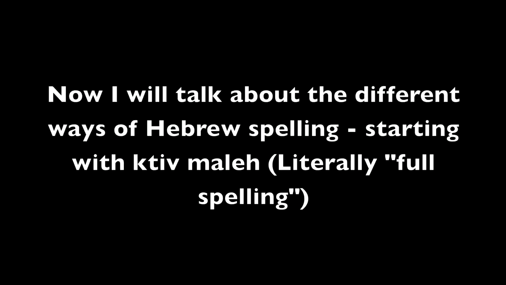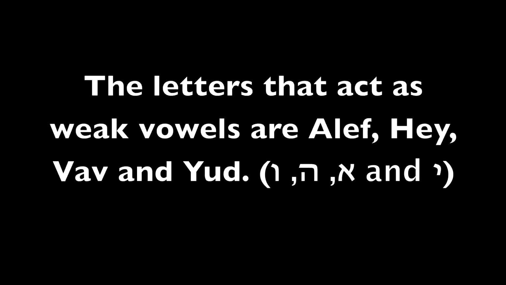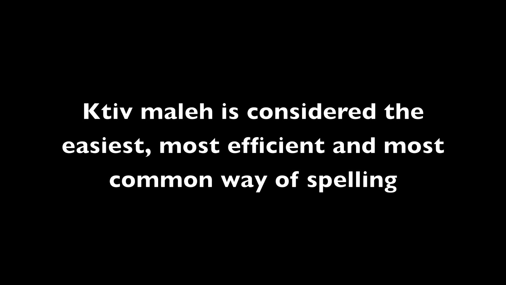Now, I will talk about the different ways of Hebrew spelling, starting with ktiv maleh. As we know, the Hebrew alphabet consists of 22 consonants and no actual vowels. Ktiv maleh, on the other hand, does use 4 of the Hebrew letters as weak vowels in order to remove the need for niqqud. The letters that act as weak vowels are Aleph, Hey, Vav, and Yud. Here's an example of how ktiv maleh works. The word kulam, which means everybody, in ktiv maleh will appear as kulam, with the Vav acting as the vowel for the U sound instead of the vowel mark kubutz. Ktiv maleh is considered the easiest, most efficient, and most common way of spelling.